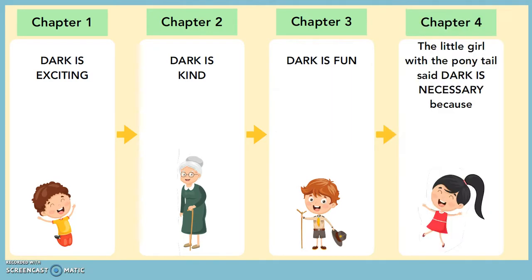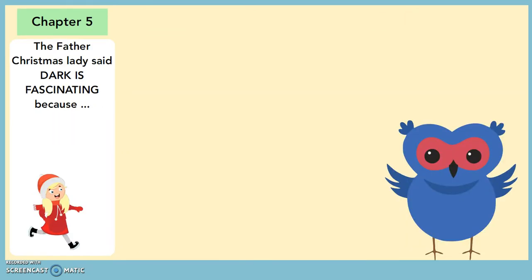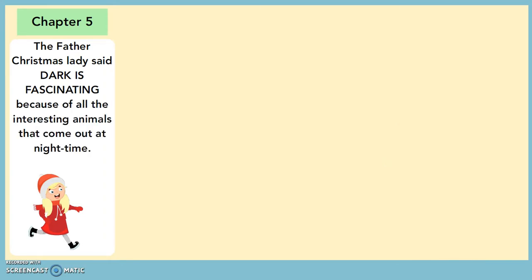In our 4th chapter, the little girl with the ponytail said dark is necessary, and her reason was because without it, Father Christmas wouldn't come. So we can see our first 4 chapters. Let's move on to our final 3. In chapter 5, the Father Christmas lady said dark was fascinating, and this is because of all the interesting animals that come out at night time, those ones that she drew in the back of her book, remember.